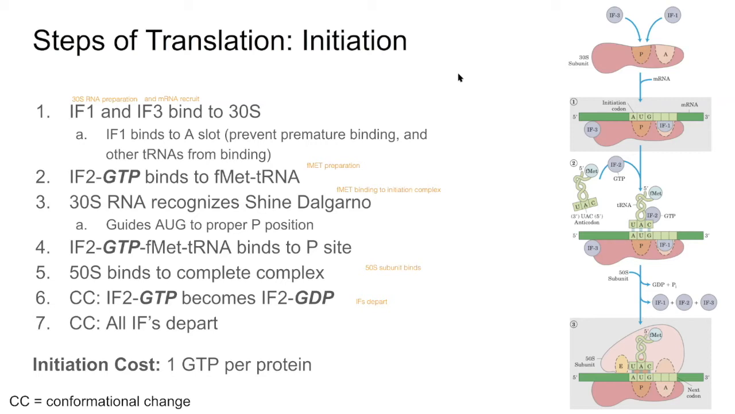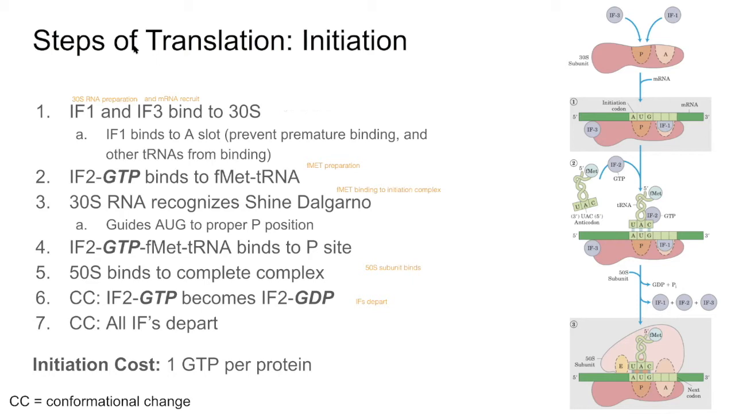When we're thinking about the cost of this process, the only part that uses a triphosphate is IF2. Every time it recruits an fMet, it needs to be GTP bound. So the initiation cost is 1 GTP per protein. Pretty simple. If you had difficulty remembering those steps, I would highly recommend you read this text and look at the diagram, or rewind my audio.